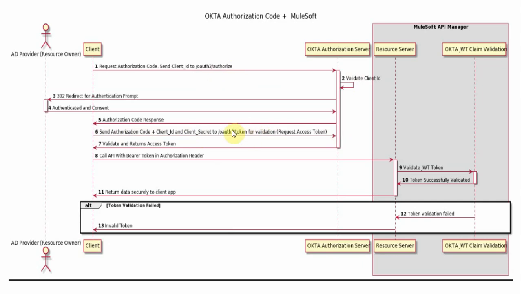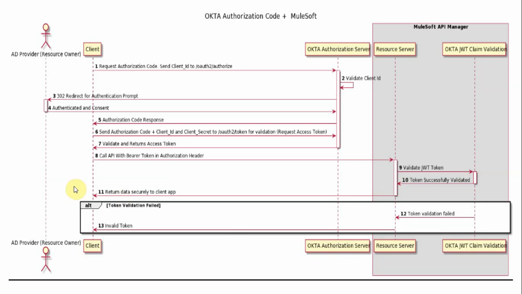Once it sends the request, it will validate all the data and return the access token. Now we have to send that access token in the authorization header with the actual request to the resource server. In this case the MuleSoft API Manager is the resource server where we send the request, and we apply a policy here which can validate the JWT token using the JWT claim validation URL. Once the token is successfully validated, it returns the data to the client application.